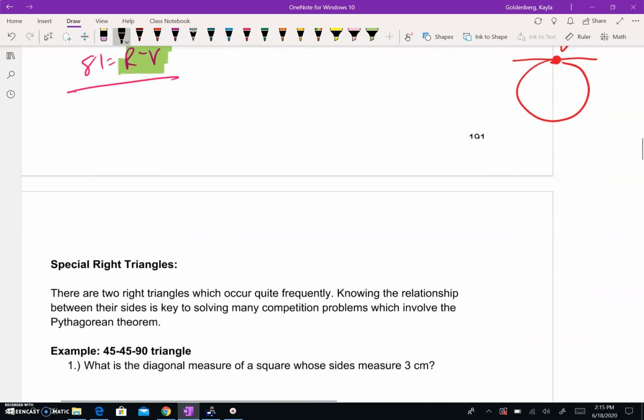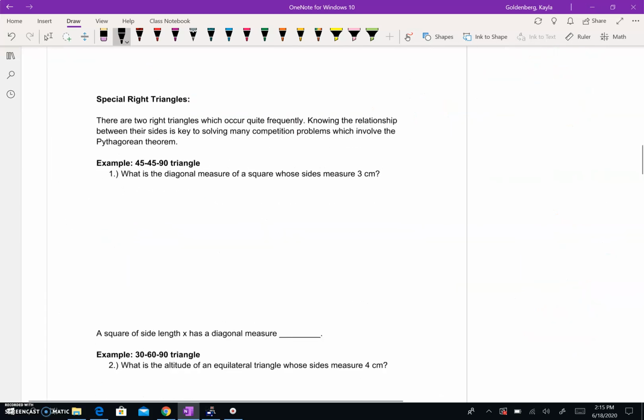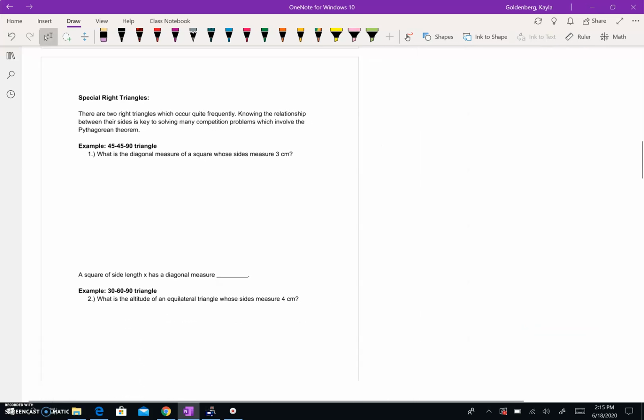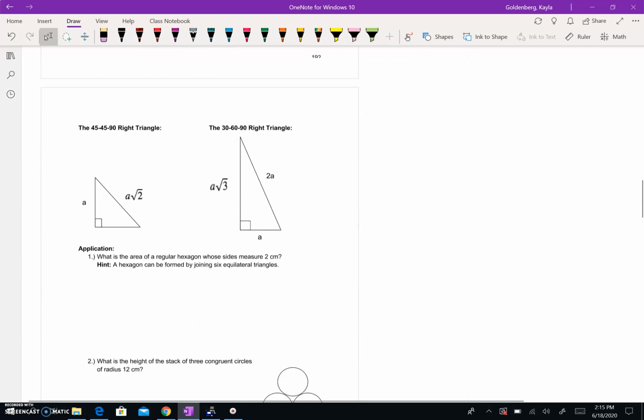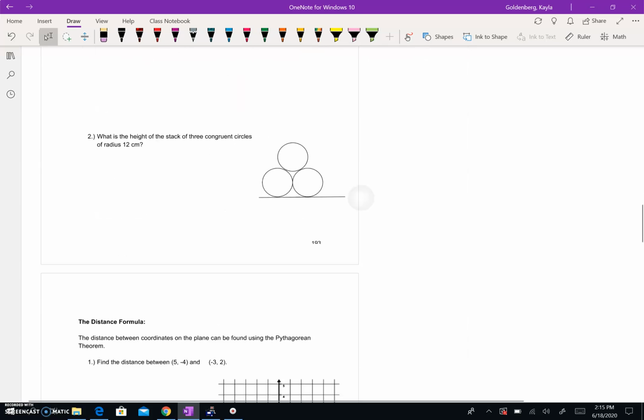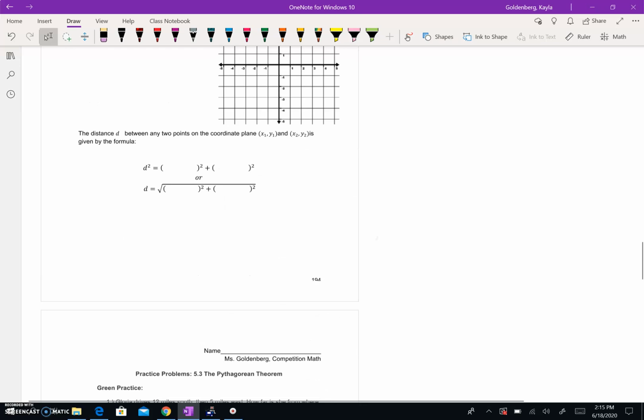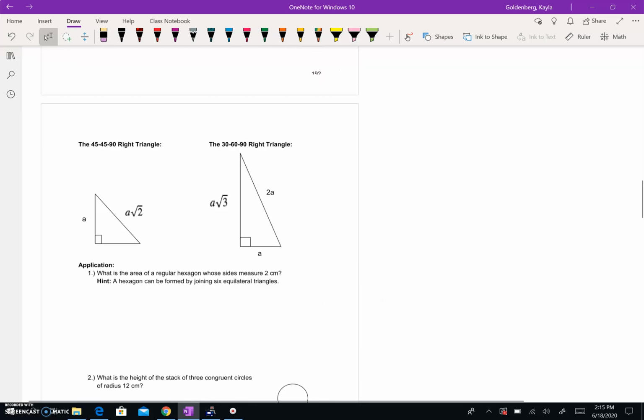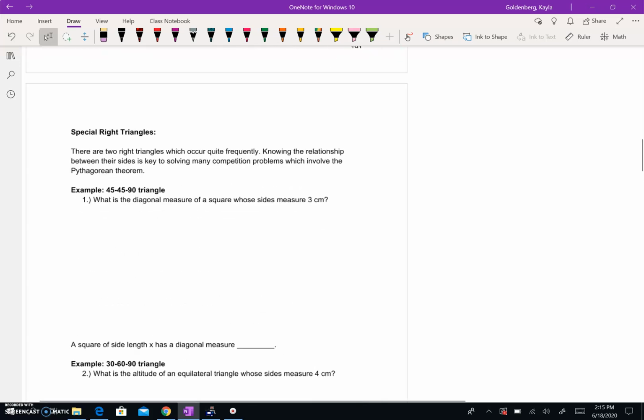Okay. On the next page, we're going to be exploring something called special right triangles really briefly. I'm going to introduce you to them. There's a couple of application problems here. Okay. So special right triangles.